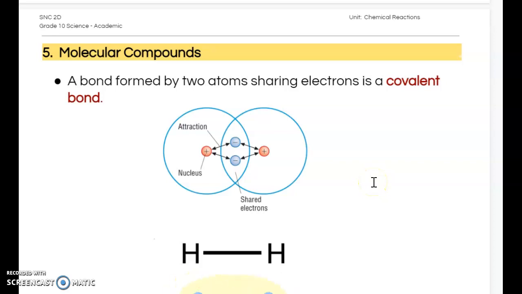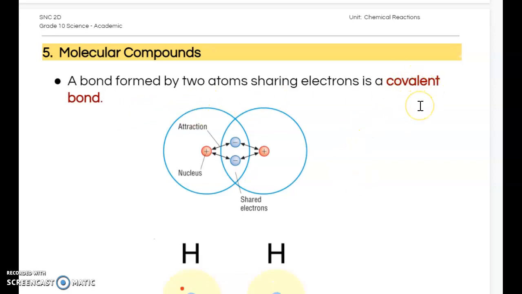Okay, so we're going to look at molecular compounds and how molecular compounds are different than ionic compounds that we talked about earlier on. A molecular compound, for example, would be something like carbon dioxide or carbon monoxide or nitrous oxide. Those are all molecular compounds, and they're formed by something called a covalent bond.